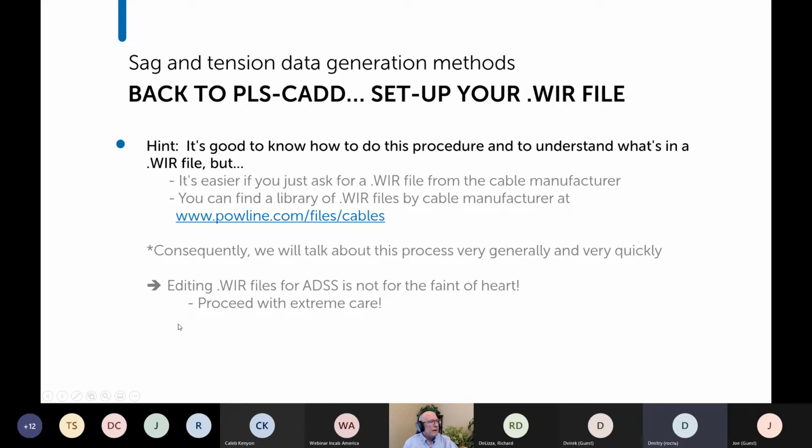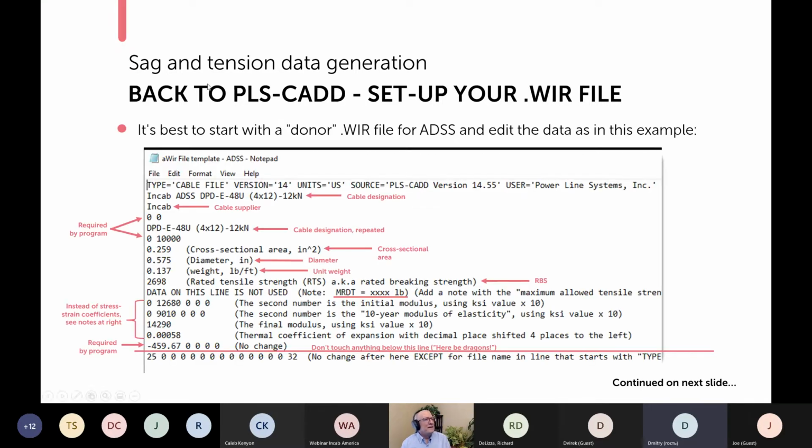But editing wire files for ADSS is not very straightforward. So I'm only going to talk about it very quickly. It's just a lot easier to get one from the cable manufacturer. But to show you what it looks like, you basically should start with an existing one, a donor file as I call it, and then you edit the data.